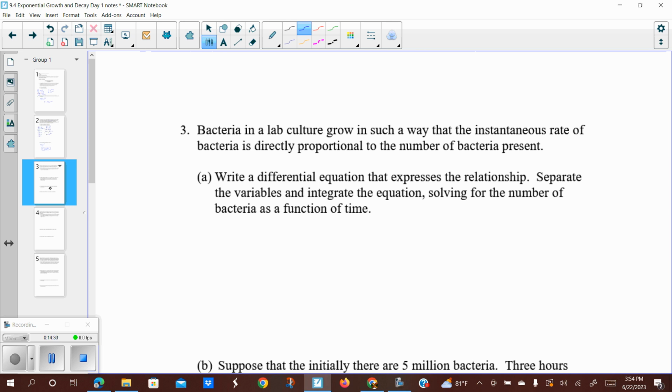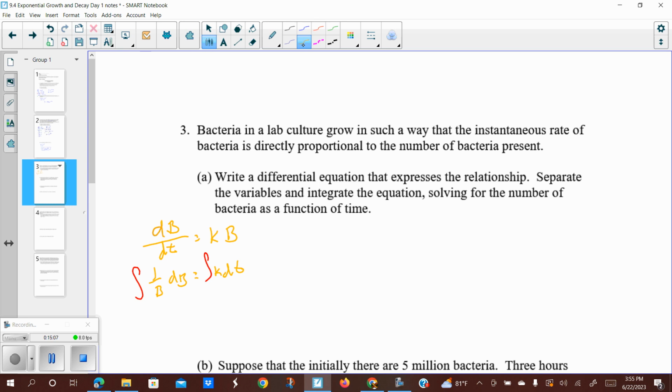Same exact idea. Let's change colors here. So we know that the number of bacteria is changing over time. And it says that it is directly proportional, so that would be K times the number of bacteria. Divide by B, multiply by dt: 1 over B dB equals K dt. Again, this is going to get repetitive. You're going to see the pattern. It's pretty much the same.